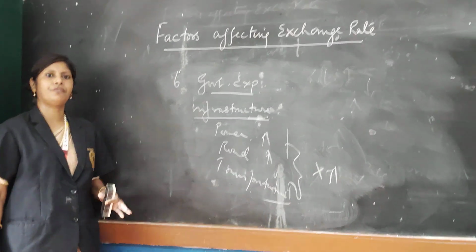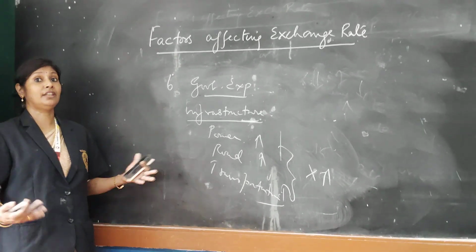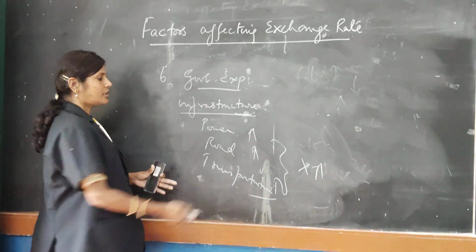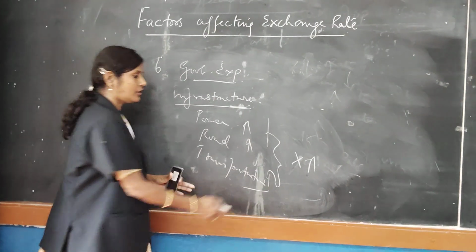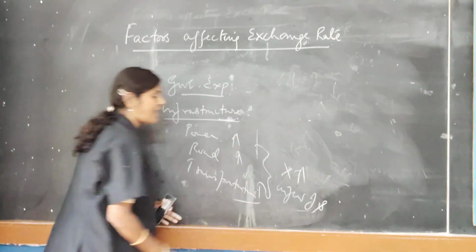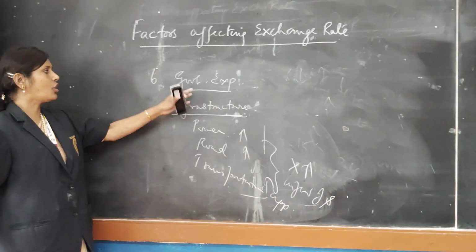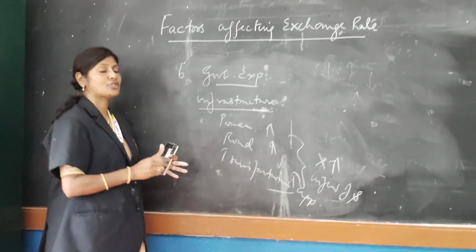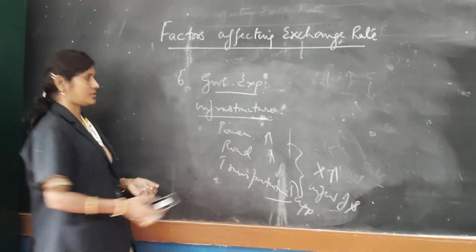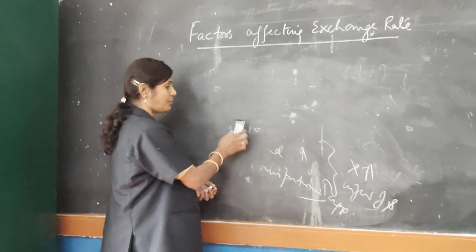So exporters will feel that the place is very convenient to do business, and they will produce more and sell it to foreign people. So when this export is increased, it will lead to an inflow of dollars, and it will have an appreciation. So government expenditure is very important. The government has to see to it that they spend more on infrastructure and provide better facilities for the exporters, right? So this is the 6th point that I wanted to discuss with you.